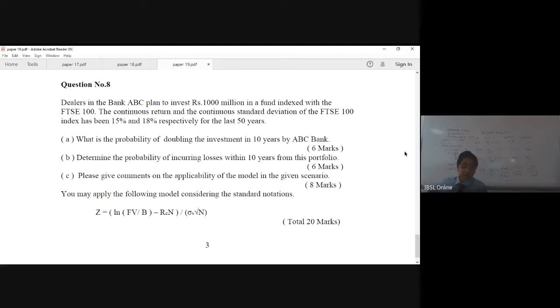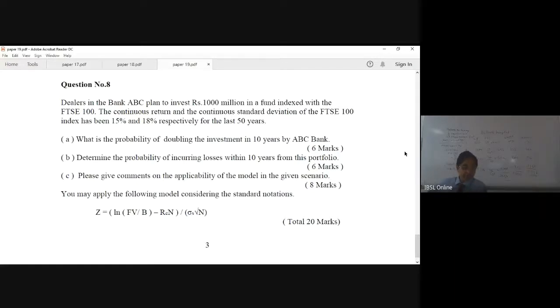Now here what we do is we just try to find the result for that. Just look at it and see what values we need to put there. When you say doubling the investment, what is your investment now? 1000 million. So when you say doubling the investment, the future value will become 2000. So log 2000 divided by 1000 will come as log 2.